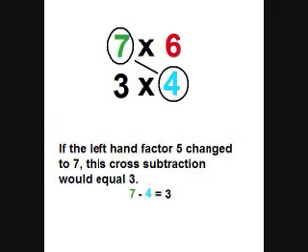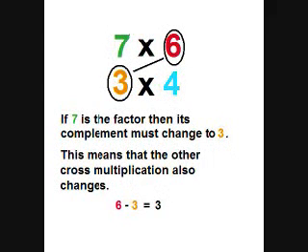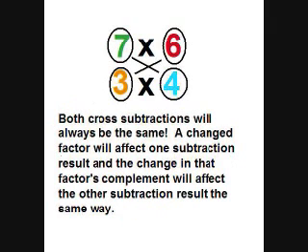If the left-hand factor, 5, went up to 7, the cross-subtraction would now be 3. But 7's complement went down to 3 also, so when we subtract that complement 3 from 6, we'll also get 3. Both cross-subtractions will always be the same. A changed factor will affect one subtraction result, and the change in that factor's complement will affect the other subtraction result the same way.